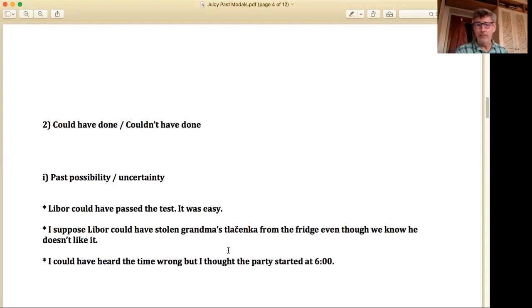Libor doesn't like it. It's clear, but Libor, at the Zabava, slept at grandma's house because he doesn't live in the village anymore. And now he was doing some drinking and he didn't want to drive back to town. So he slept at her house. She's got a big house. And so he could have stolen it. He was there, but he doesn't eat it. I don't know what he would have done with it, but it's possible. Okay, he could have done it, but we don't know.